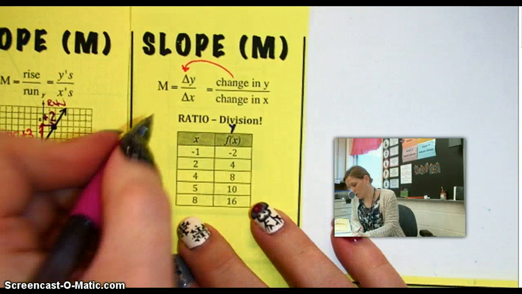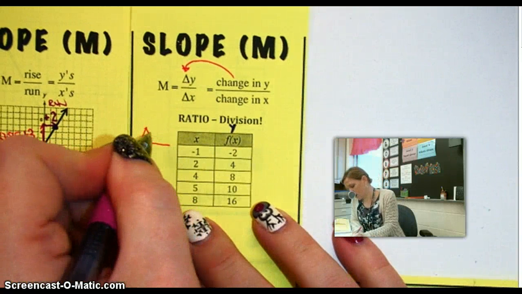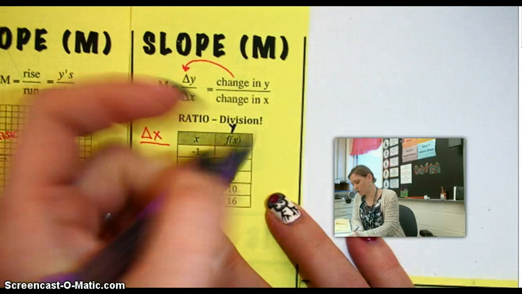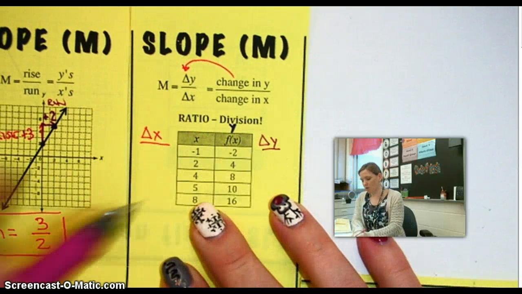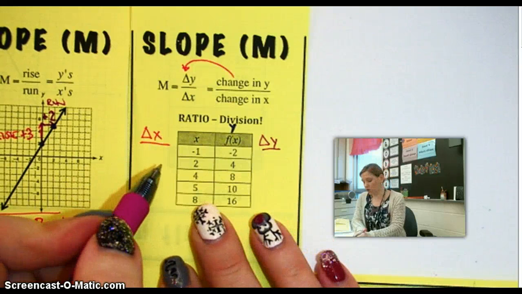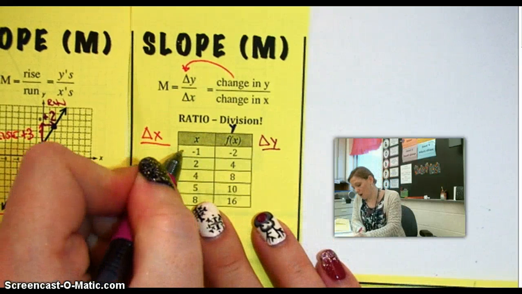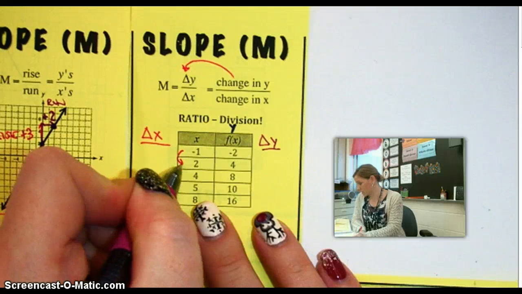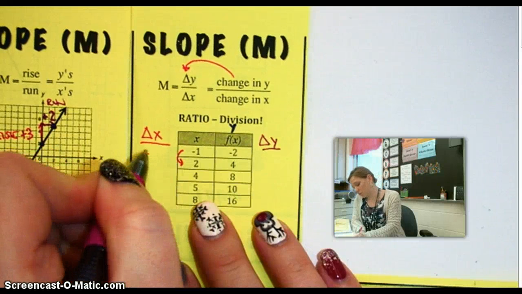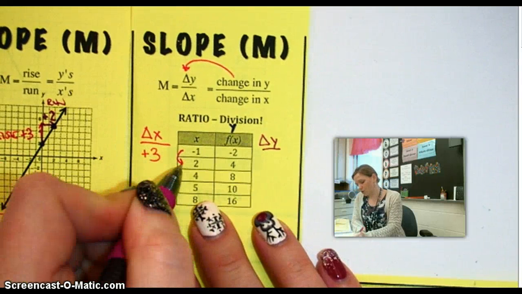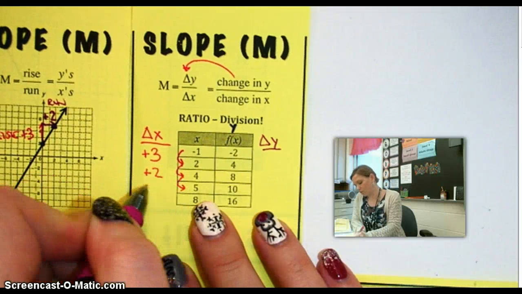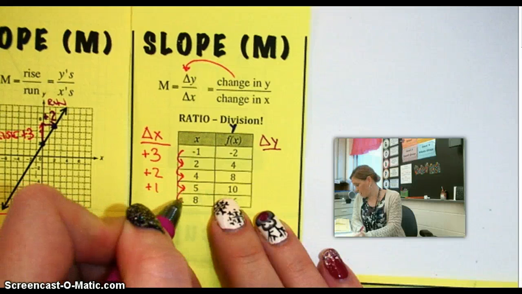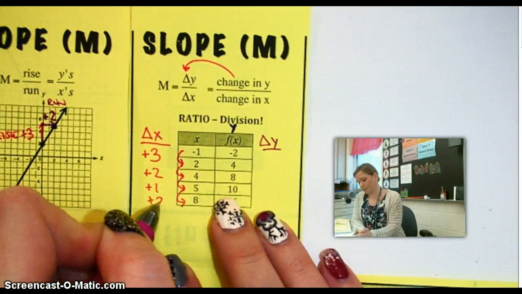And then we just talk about the change of the x values, and then the change of the y values. So if I went down in this table, we could take a look at all the changes. To go from -1 to positive 2, that would be a change of plus 3. To go from 2 to 4, that would be plus 2. To go from 4 to 5 would be plus 1. And to go from 5 to 8 would be plus 3.